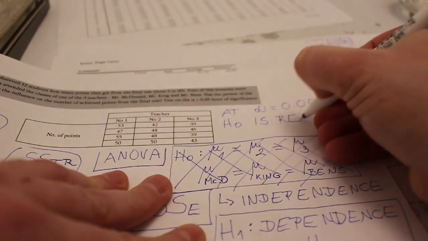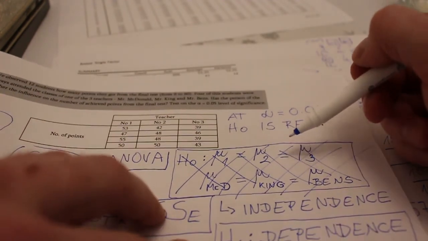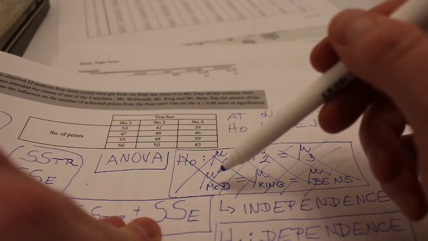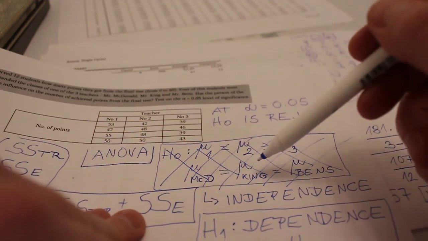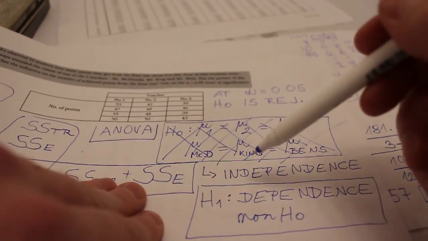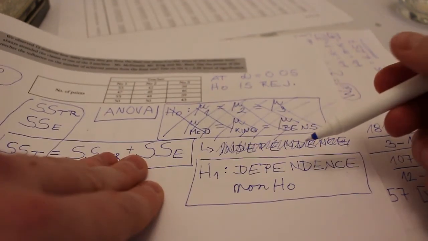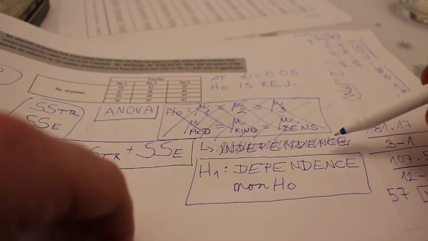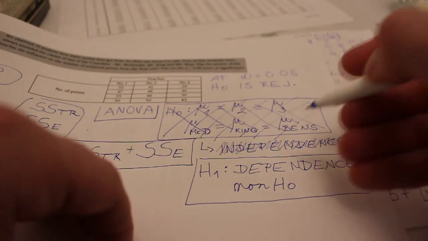H0 is rejected. At the 5% significance level, we rejected the zero hypothesis, which claimed that mu, the average from Mr. McDonald, is equal to the average of Mr. King and is equal to the average of Mr. Ben. So independence is rejected. So what does it mean? It means that it depends on the teacher how many points you receive from the final test.